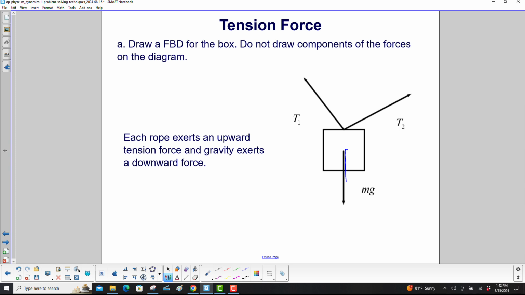We have mg acting down, then T2 along rope 2 and T1 along rope 1. Now, they don't want you breaking it down into components yet for College Board. Just draw the three forces. Each rope exerts an upward tension force and gravity exerts a downward force.